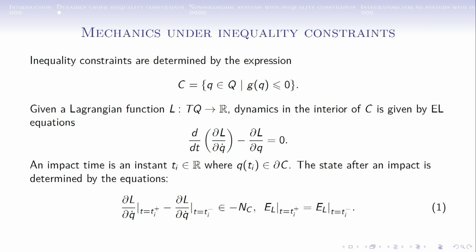The first condition tells you that the difference between the momentums must belong to the normal subspace at the impact point. So basically, the momentum is conserved in directions tangent to the boundary, and in such a way the difference must belong to the normal space, or orthogonal space, if you want to think of it that way in Euclidean space.